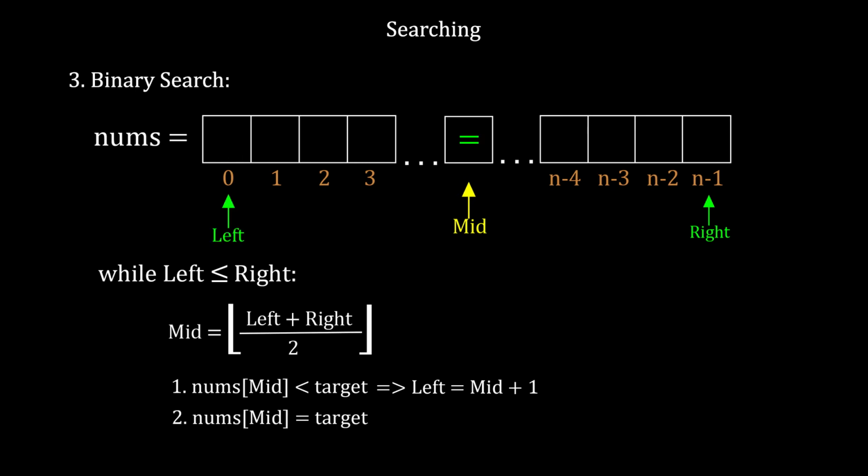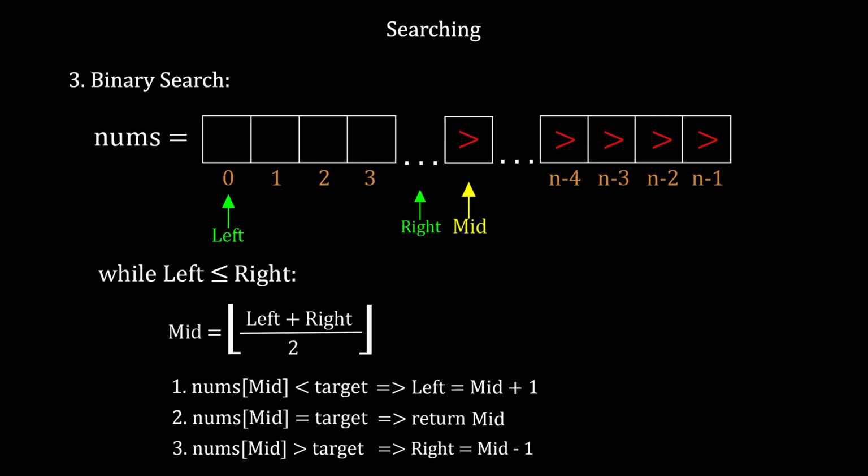The second scenario, in which nums of mid equals target, is straightforward because we have found our value, so we should return mid. And the third scenario, where nums of mid is greater than target, and because the array is non-decreasing, all the values on mid's right are also greater than target, so there is no point in looking for target there. This means we can restrict the searching area to the range left to mid - 1, and we do that by setting right's value to mid - 1.